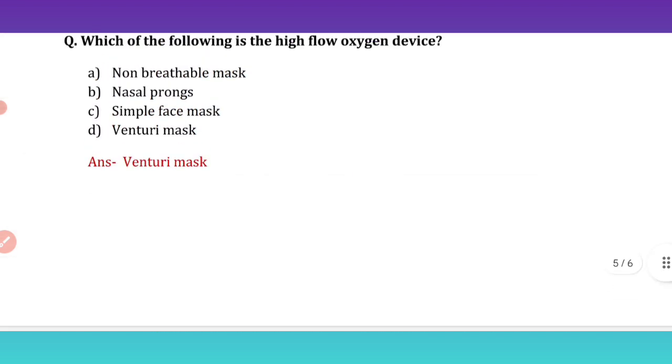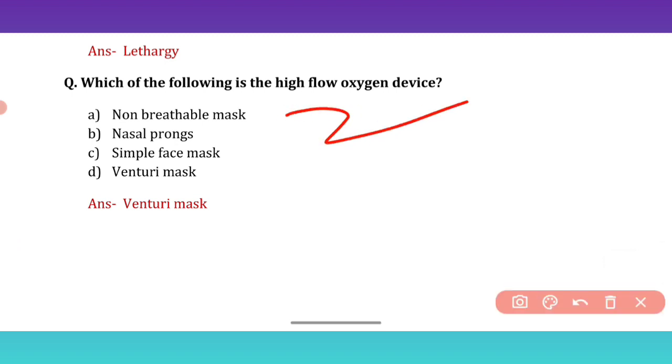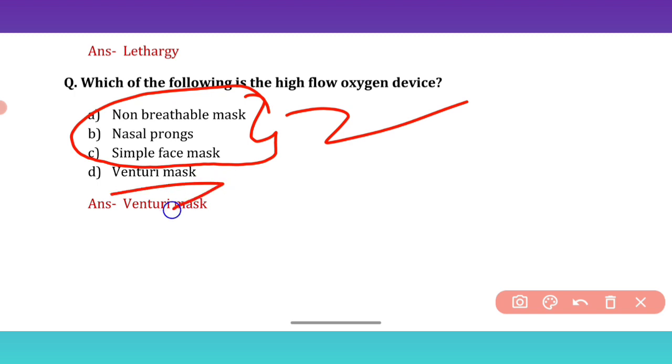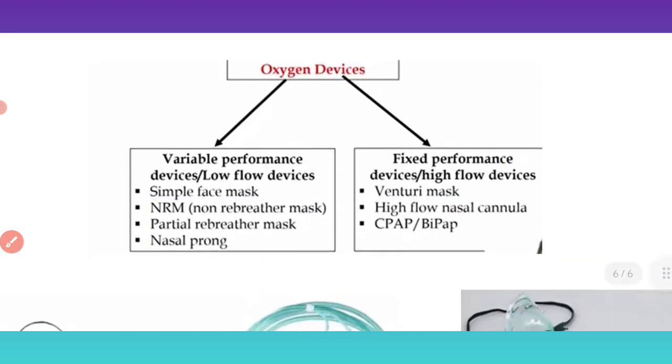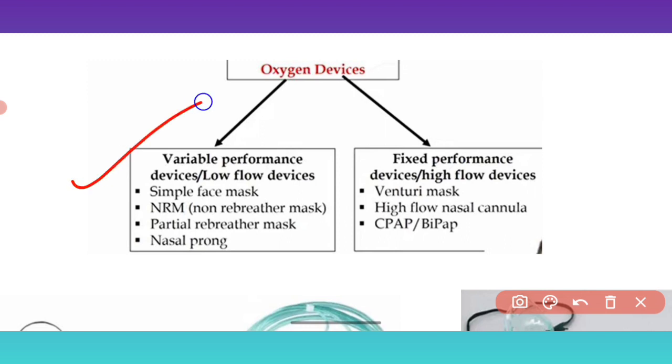Okay, so here the keyword is high flow oxygen device, and they have given 4 options: non-rebreathable mask, nasal prongs, simple face mask, and Venturi mask. So all these 3 are coming under what? Low flow oxygen devices. And here the right answer is Venturi mask. Venturi mask is coming under high flow oxygen devices. Here you can see very clearly, low flow oxygen devices like simple face mask, non-rebreathable mask, partial rebreathable mask, nasal prong. All these are coming under low flow oxygen delivery devices. And high flow is Venturi, high flow nasal cannula, CPAP and BiPAP. Okay, please remember this.